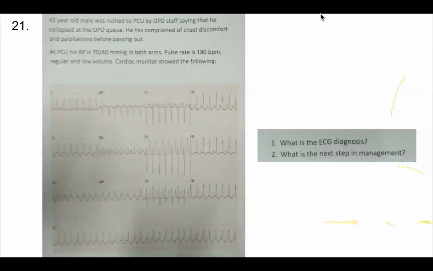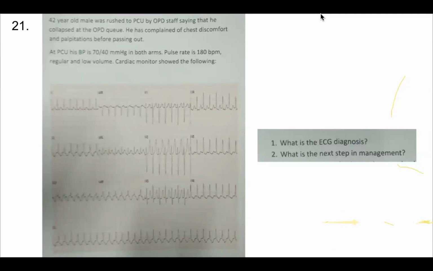I think these are the final few slides. This is a 42-year-old male rushed to the PCU with a collapse. He complained of chest discomfort and palpitations before passing out. In the PCU, his BP is 70/40 and pulse rate 180. What is the next step in management? I have already taught you. DC cardioversion, very good.